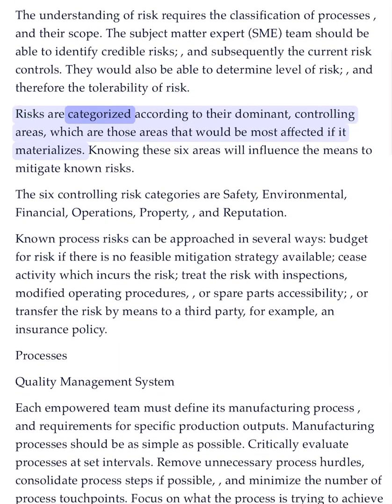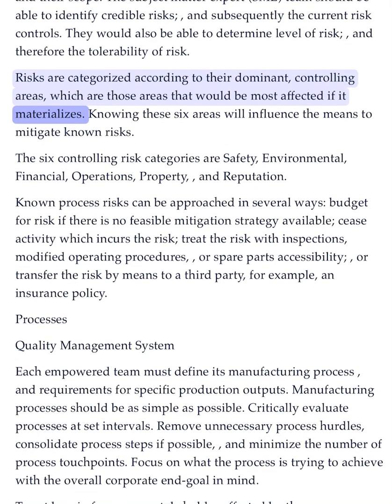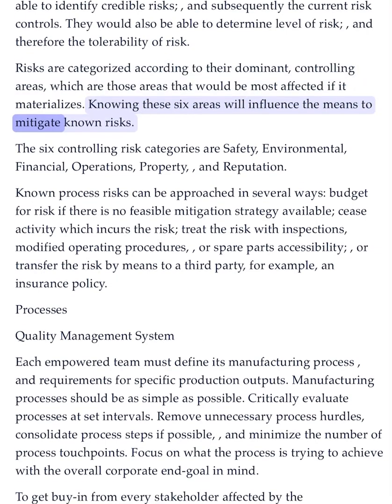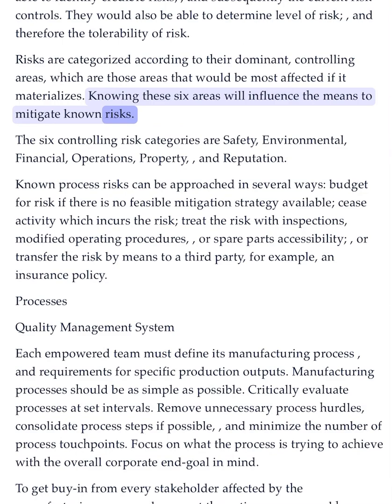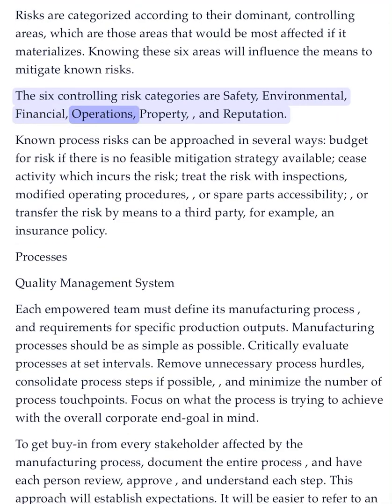Risks are categorized according to their dominant, controlling areas, which are those areas that would be most affected if it materializes. Knowing these 6 areas will influence the means to mitigate known risks. The 6 controlling risk categories are safety, environmental, financial, operations, property, and reputation.